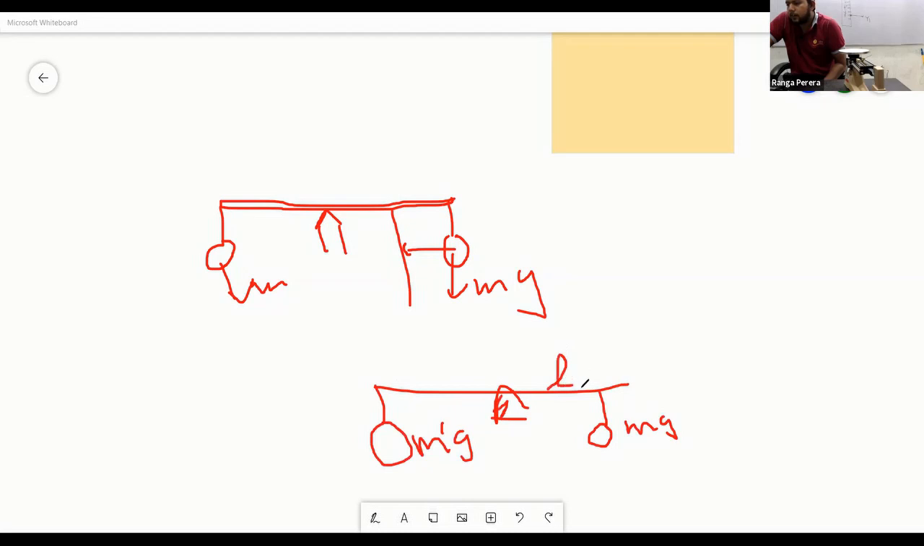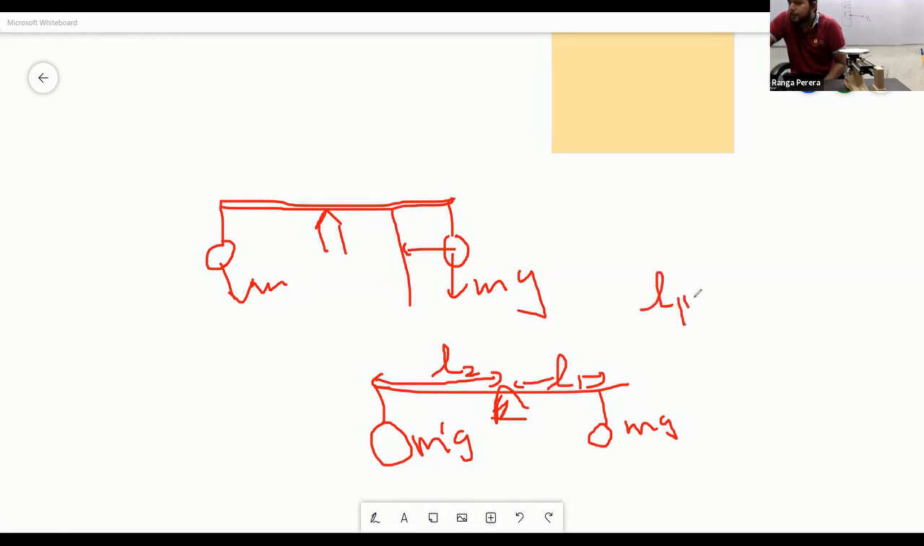Let's say this is L1, and this length is L2. Here the system is again balanced.